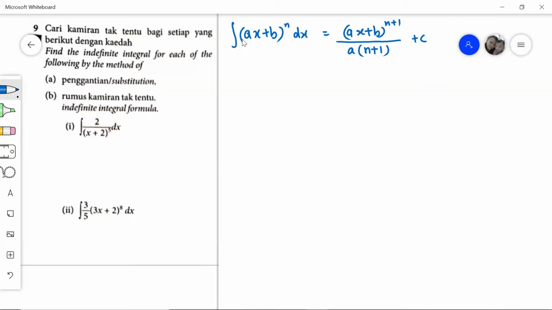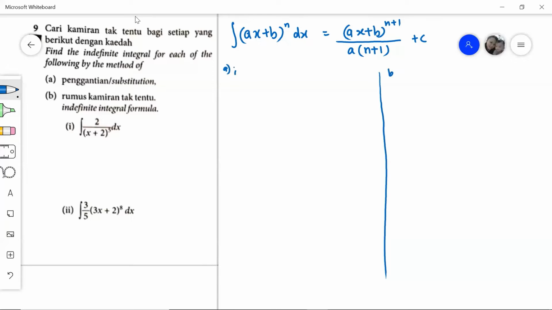Therefore, this is for part B. And then part A, how do we do the substitution? It is just like the substitution method in the chain rule, so they are quite similar. Now with these two, we have to find part 1 and part 2. Let me just separate this into 2 parts. This is for A, this is for B.